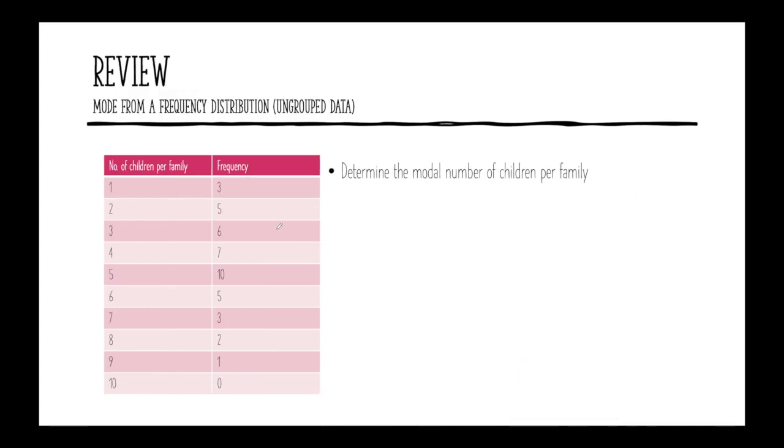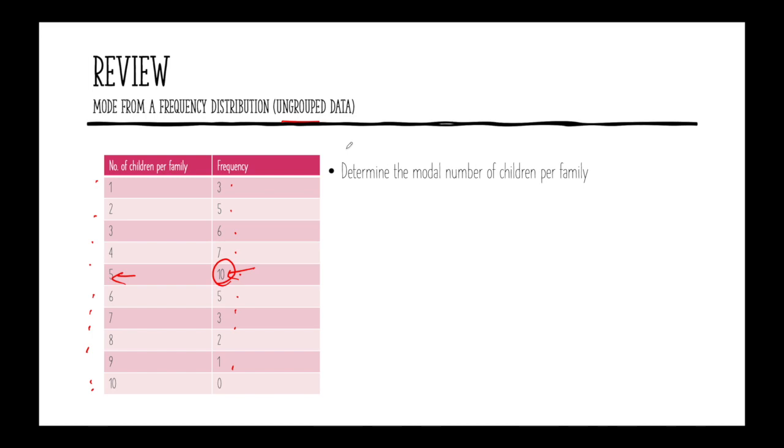So in terms of the mode, when we were dealing with ungrouped data, the mode was definitely the easiest thing to find. We had the mode here of ungrouped data, which is the number of children in a family, right? And we have the frequency of families here. And the mode is just the one with the largest frequency, right? So we have 10 families here who actually had 5 kids in the family. So the highest frequency is your mode, right? This is when we're dealing with ungrouped data.